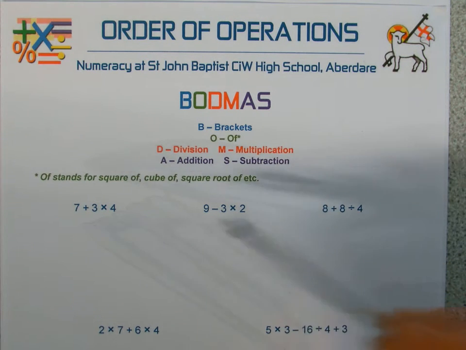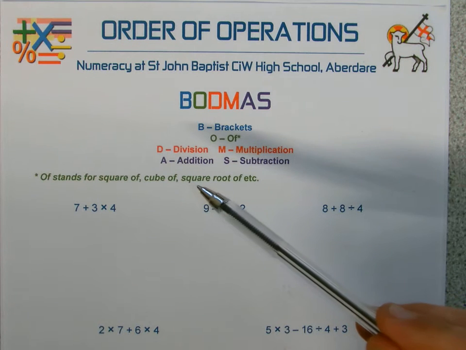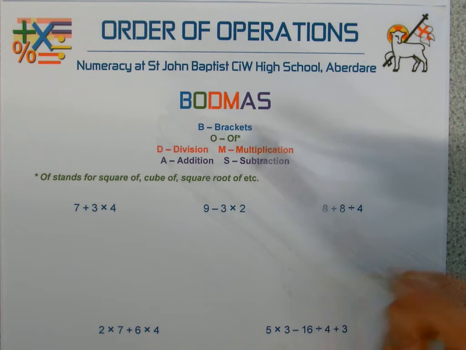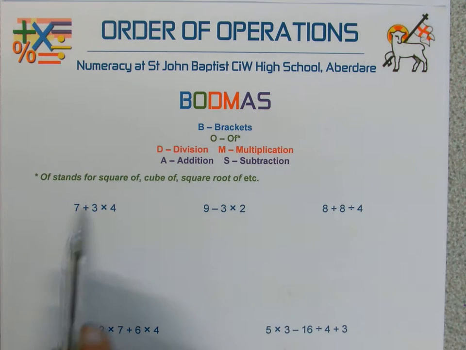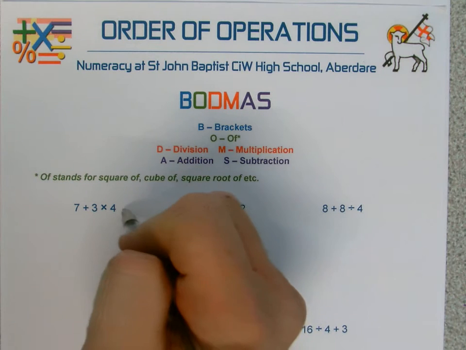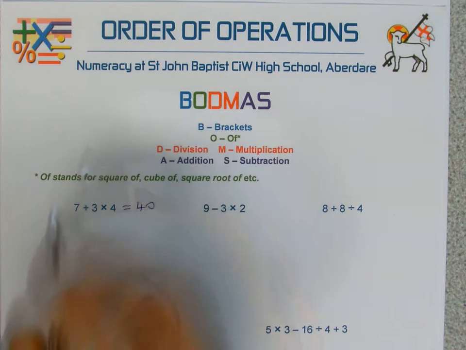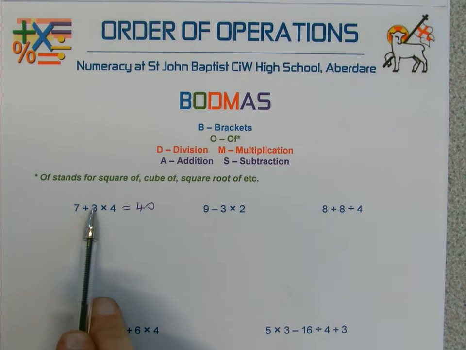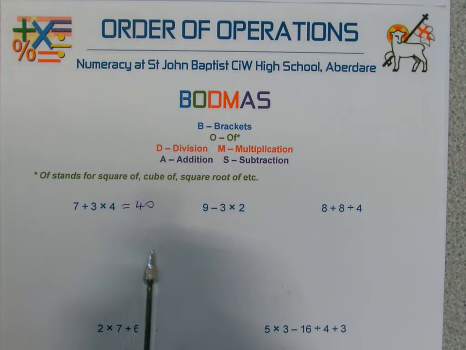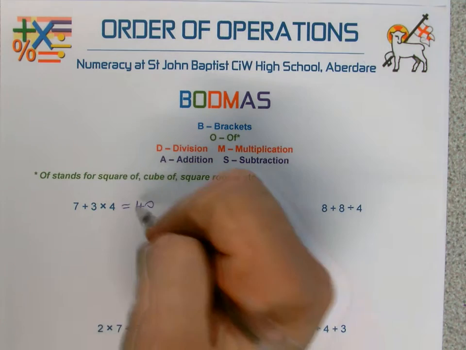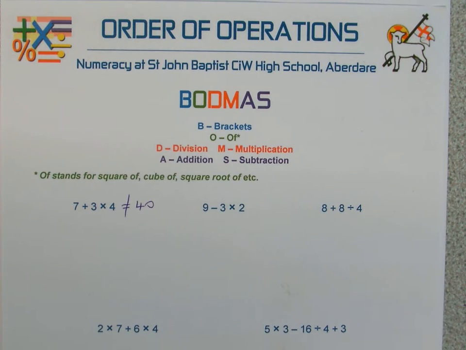When you perform a calculation, it's really important that you follow this principle, because if you don't, you could easily go wrong. You might, for instance, think when you're working out this one that it becomes 40. You might think 7 plus 3 is 10, and then you multiply by 4 and get 40. But unfortunately, if you do that, you get the wrong answer. It's not equal to 40.